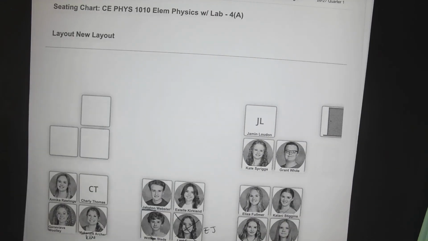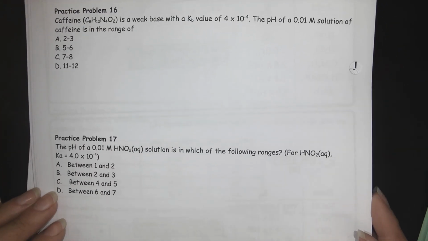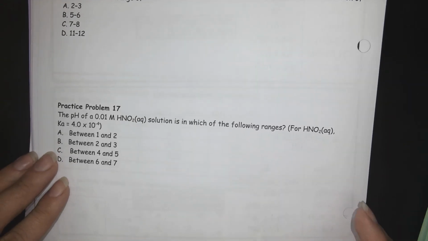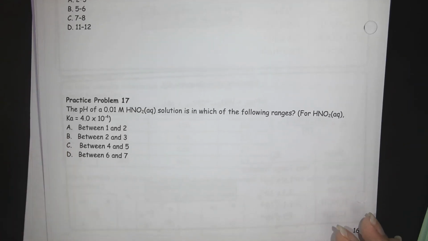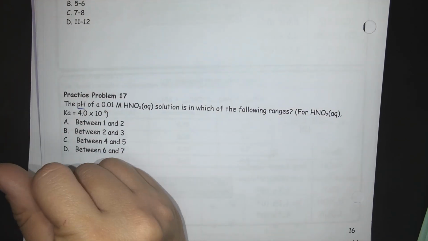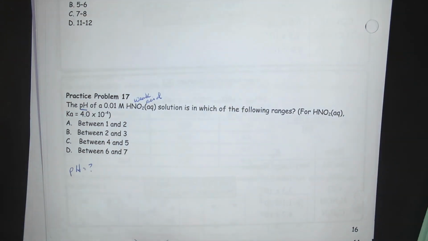Okay, turn the page to page 16. And see how you have practice problem 16 and practice problem 17? Look at 17. The pH, so we're solving for pH. We're trying to find pH. The pH of a 0.01 molar HNO2, not HNO3, HNO2. So this is a weak acid, okay?